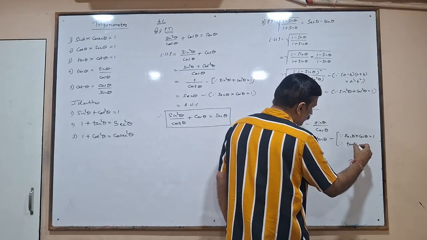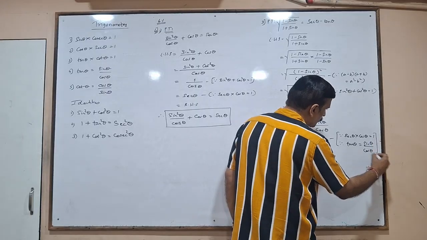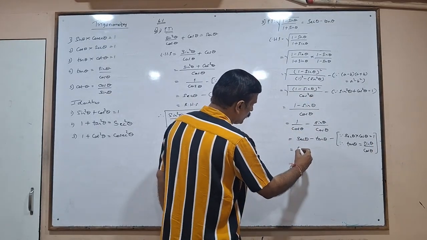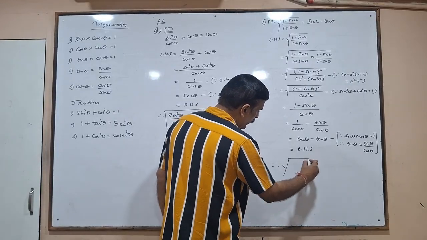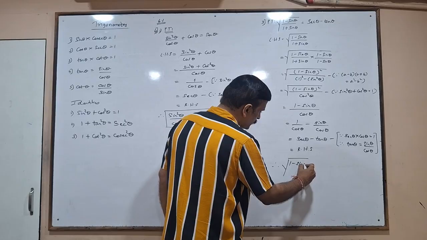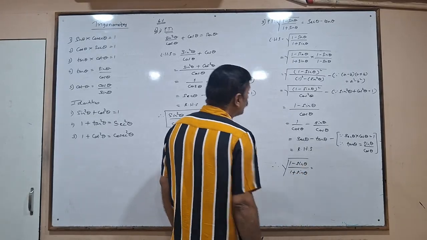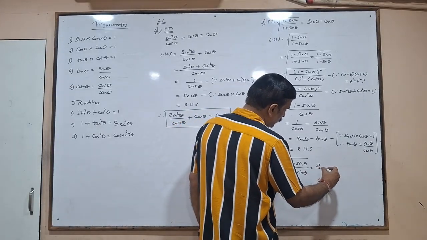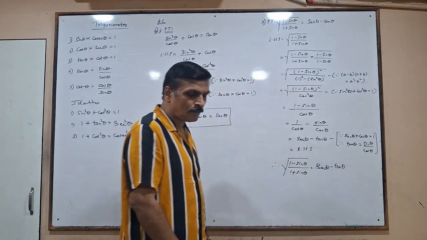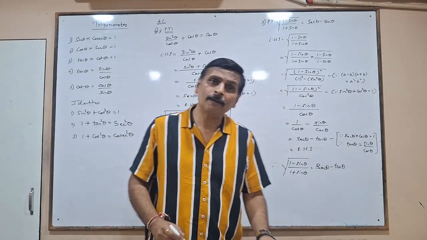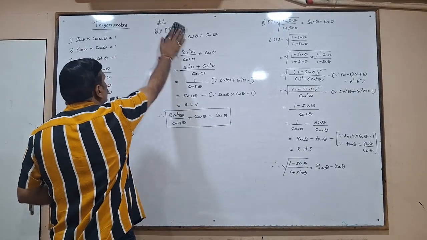Tan is equal to sine upon cos. This is equal to RHS. Therefore, square root of 1 minus sine upon 1 plus sine is equal to sec theta minus tan theta. Is it okay? Again, I will keep this, erase it.